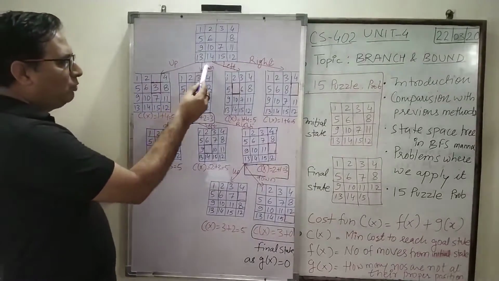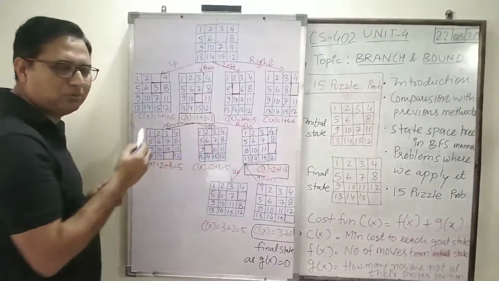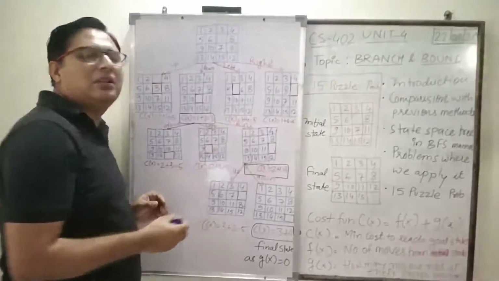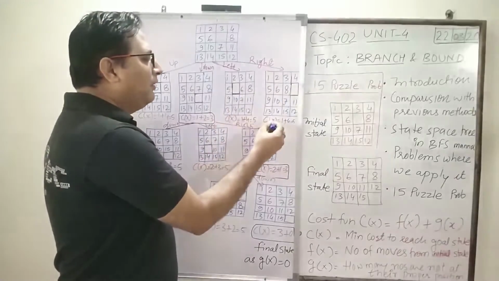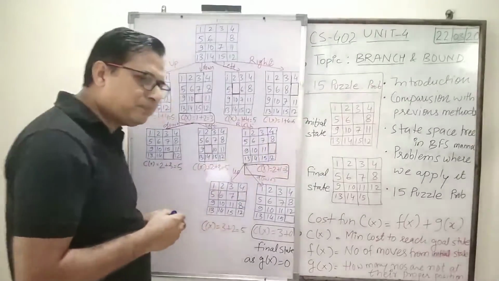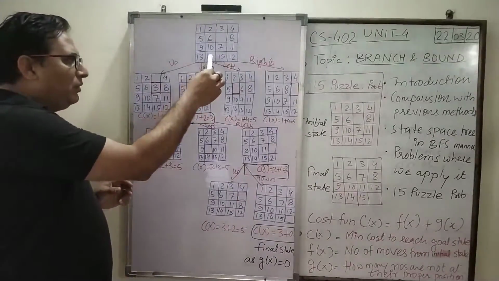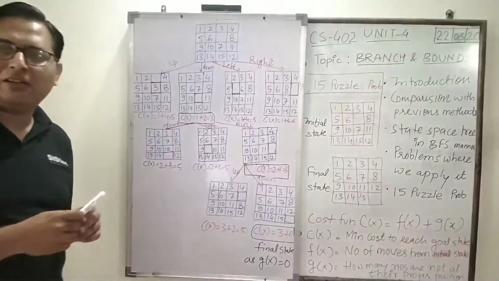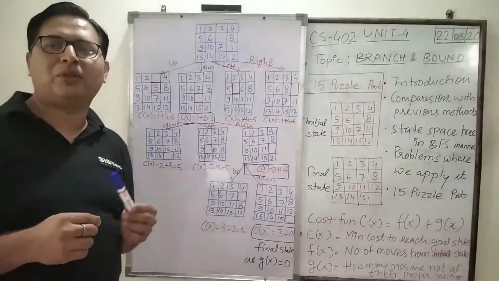For the down movement the cost will be 1 plus 2, that is equal to 3. For the left movement the cost is 1 plus 4, equal to 5. And for the right movement the cost is 1 plus 4, equal to 5. For this first step, all have f of x value equal to 1. Why? We have performed only one move from the initial state.